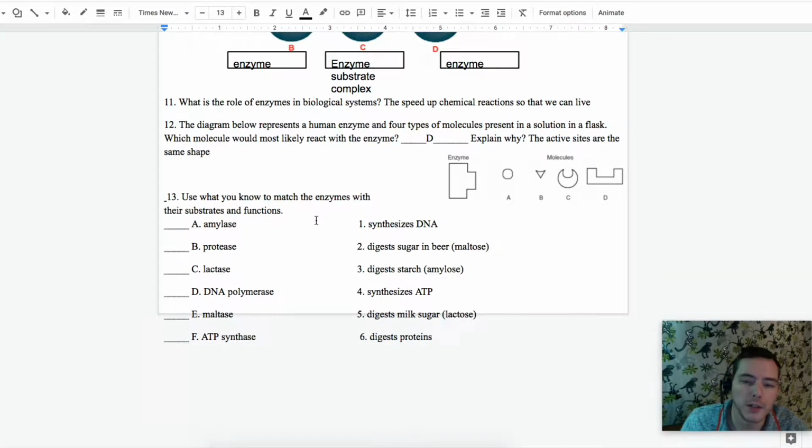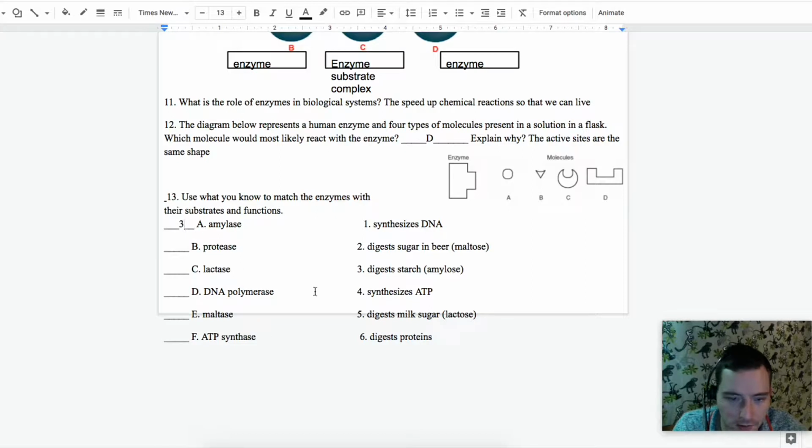Use what you know to match the enzymes with their substrates and functions. So we haven't talked about these, but you can apply what you have learned to figure out what they do. So amylase, I know, is an enzyme because it ends in that ASE. So which of these would be the substrate? Synthesizes DNA, digests sugar, maltose, digests starch, amylose. Oh, so amylose is the substrate for amylase. So I know that this is number 3.